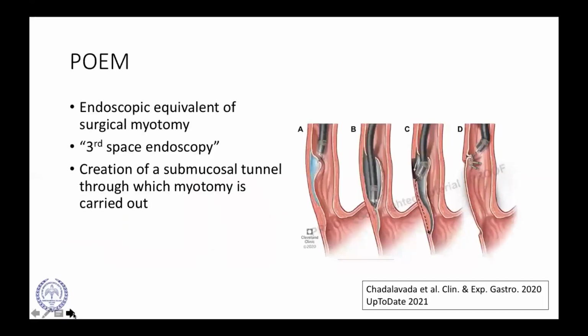Peroral endoscopic myotomy is the new kid on the block. It is an endoscopic equivalent of surgical myotomy. It's a form of third space endoscopy. First space endoscopy refers to that being done intraluminally. Second space endoscopy is one wherein the peritoneal cavity is approached. Third space endoscopy refers to something that is done intramurally, specifically in the submucosal space. A tunnel is created in this region through which a myotomy is carried out.